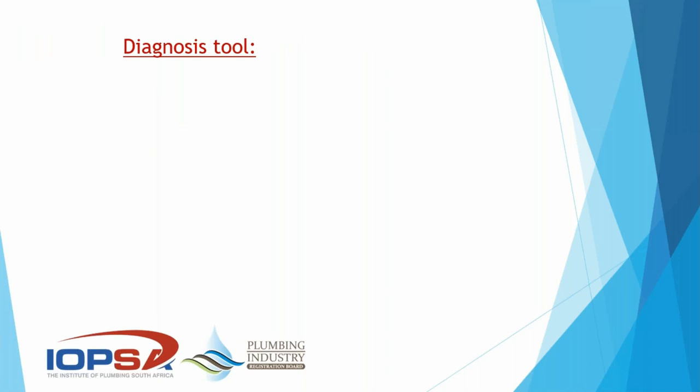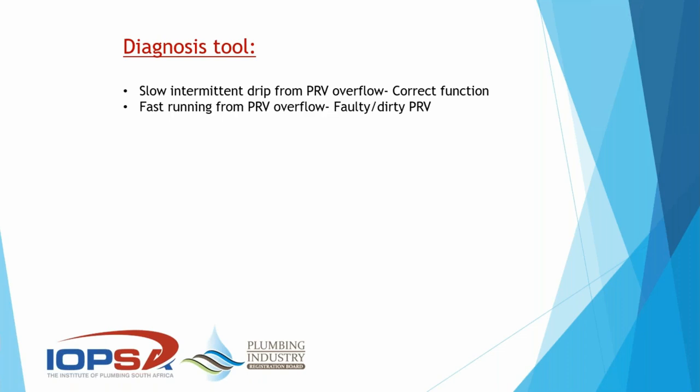Okay, and then lastly, as a diagnosis tool, I know I'm preaching to the converted, because we all know this, but just to remind ourselves that properly installed overflows can be used as diagnostic tools. So a slow intermittent drip from a PRV, we would say that that's probably the correct function because it's allowing the expansion from water that's being heated to come out. So that's the correct function. So slow intermittent drip, Mrs. Jones, what's it doing? It's doing that. Okay, no, don't worry about it. That's fine. 2.5 liters a day, you should be okay.